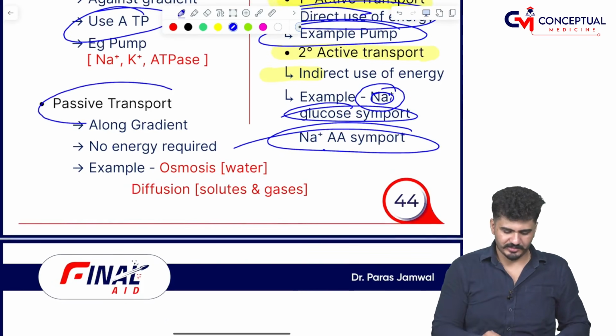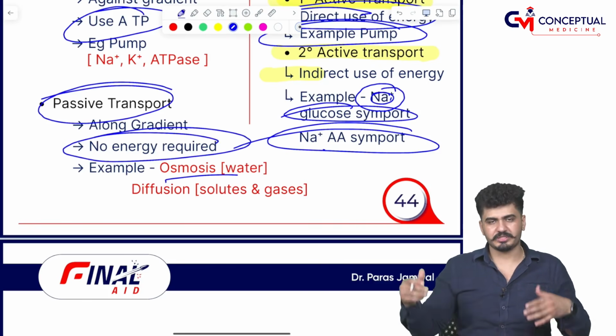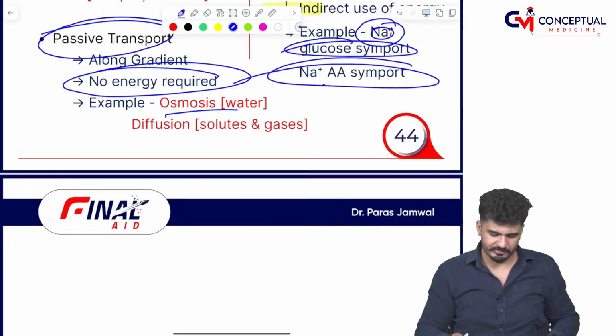Coming on to the passive transport, that is along the gradient, no energy required. For example, osmosis, diffusion, no energy required. कोई भी energy इसमें required नहीं है.